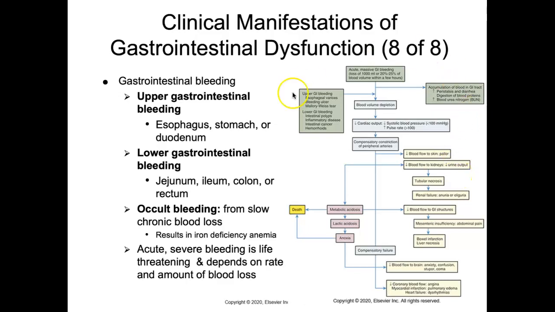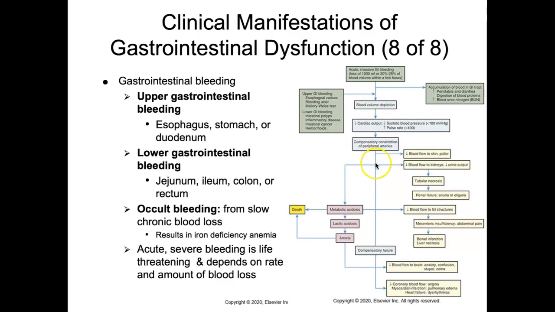Now, if you look at this figure, it kind of walks you through the process of that acute GI bleeding taking place. And we could see if it's due to upper or lower regions. And all in all, it's going to cause our blood volume to decrease. So that then causes a decrease in our cardiac output. And we've got compensatory constriction of peripheral arteries and arterioles. So what they're going to do is send the blood to our vital organs like the brain.